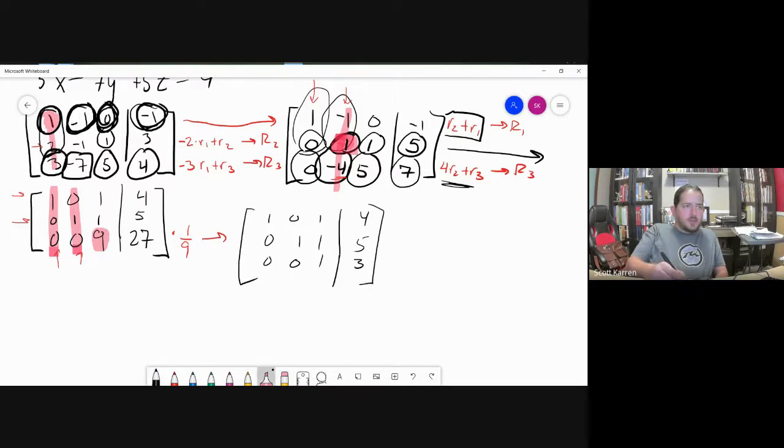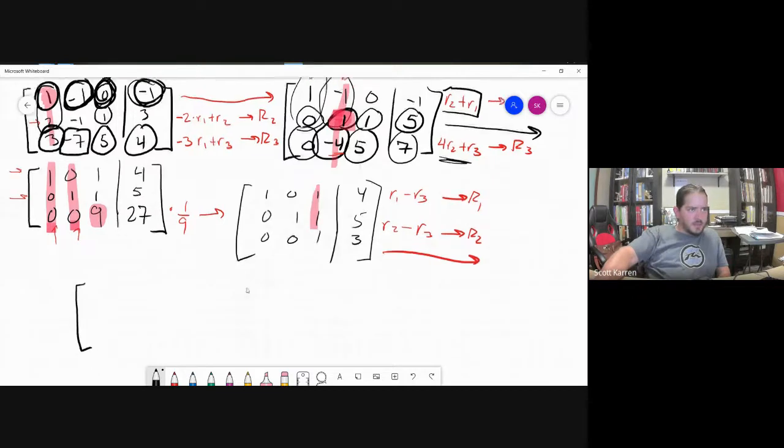And now I'm going to eliminate those ones. And I'll do that by taking, and it really is easy here, I just have to take, say, row 1 minus row 3, and then row 2 minus row 3. This becomes my new row 1, this becomes my new row 2, and I'm not changing row 3.